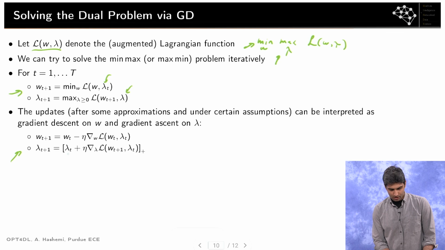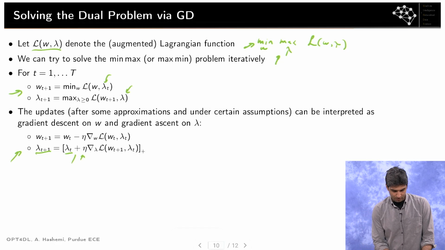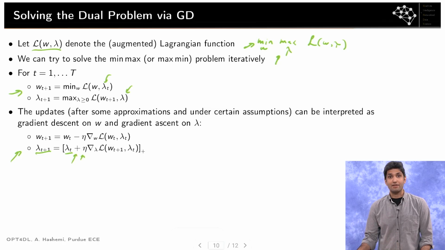So that means that I'm going to go from the current lambda to the next one by following the direction of gradient times some learning rate, where the gradient is with respect to lambda, not W, and also we are using the positive sign here, not the negative sign. And again, the reason for that is that we are maximizing with respect to lambda, not minimizing.